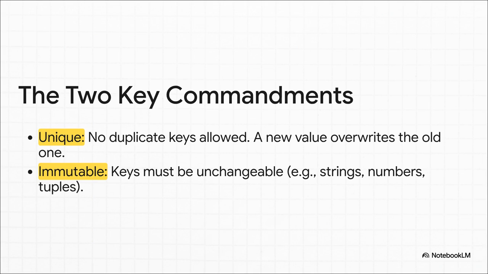Now, to make all this work, there are just two really important rules you've got to remember for the keys. Let's call them the two commandments. First, keys have to be unique. You can't have two of the same key in one dictionary. And second, and this is the one that gets a lot of people, the keys have to be immutable. That just means they can't be changed. So things like strings, numbers, or tuples work great. We'll circle back to why that's so important in just a bit.